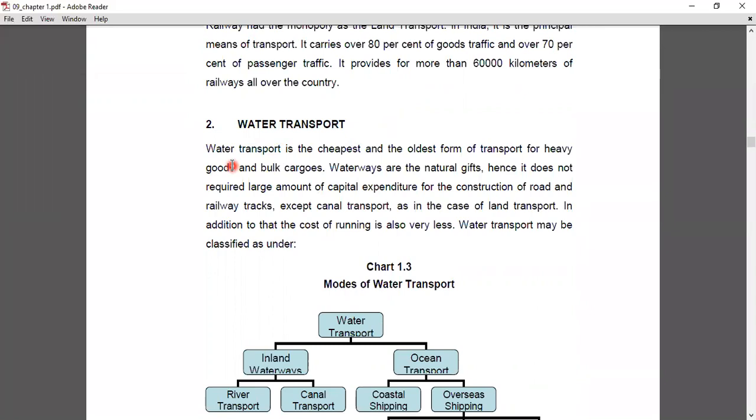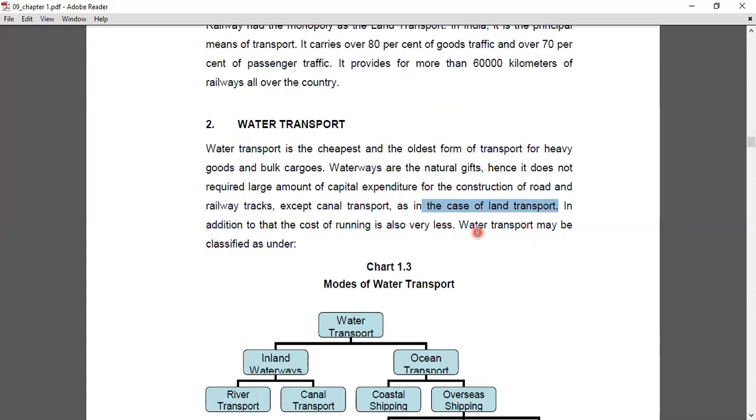Lothal, which is situated in the western part of the country in the vicinity of the Ahmedabad region, is the oldest dock or harbor used by humans. Water transport is the cheapest and oldest form of transport for heavy goods and bulk cargo. Waterways are a natural gift, hence they do not require a large capital expenditure for the construction of roads and railway tracks, except for canal transport, as in the case of land transport.